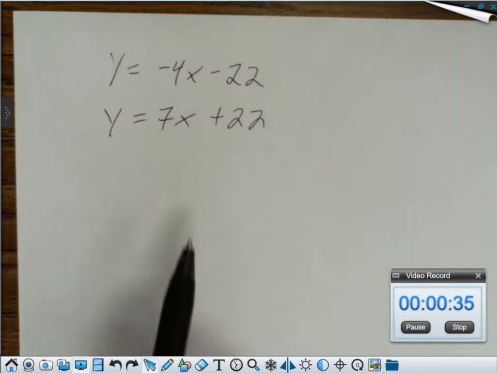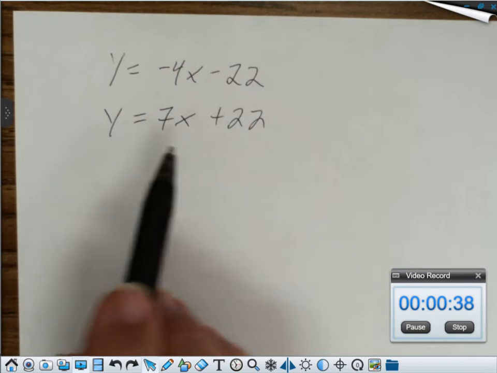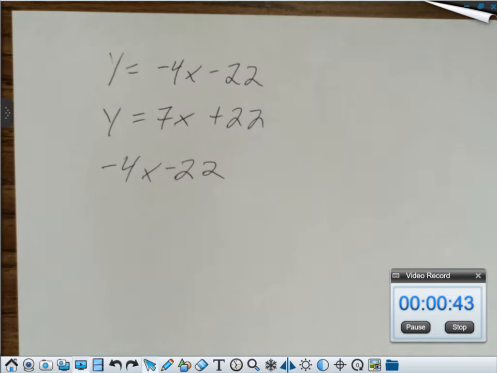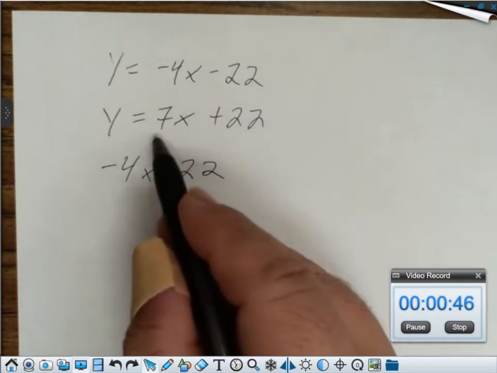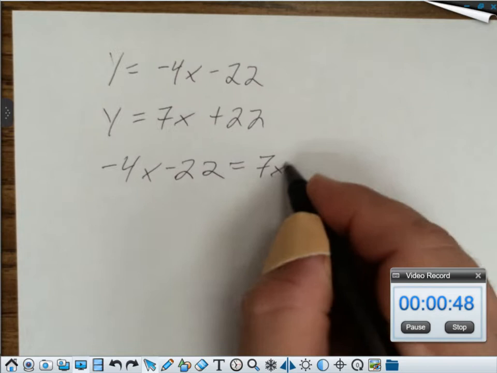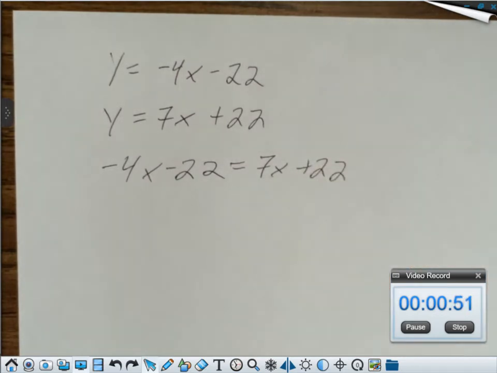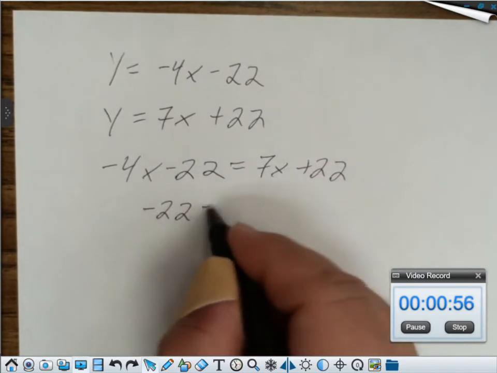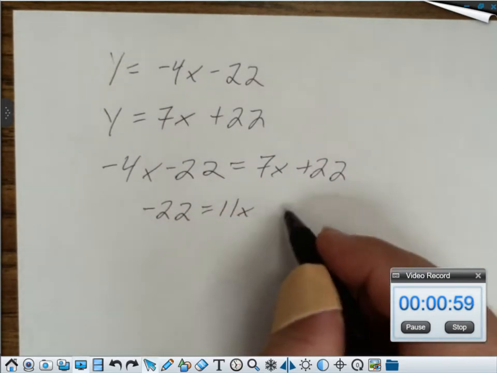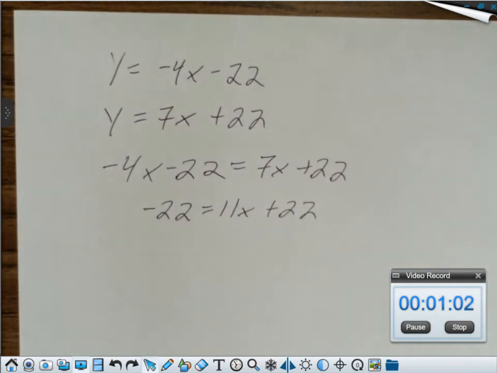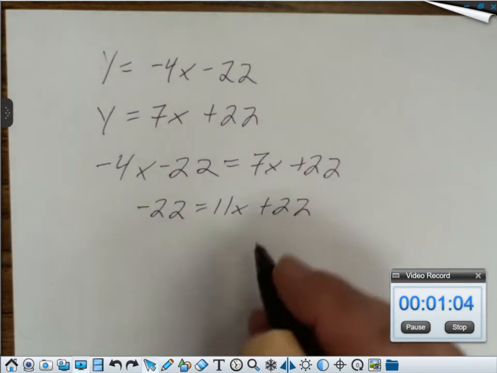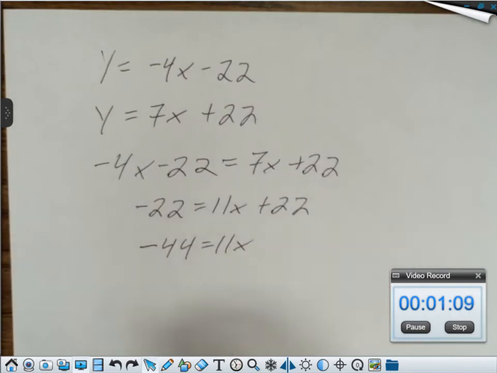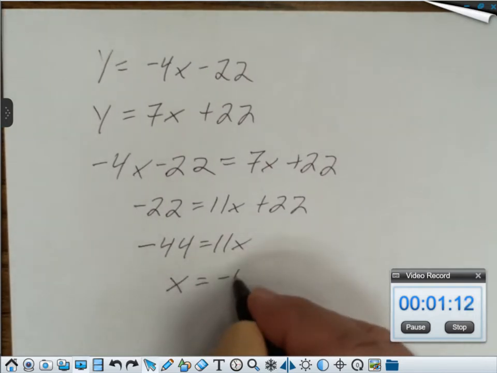And then what you do is, since these are both equal to y, you take the first part, negative 4x minus 22, and you set it equal to the second one. And then you just solve that new equation. So in this case, I'm going to get the variable to the right side, so I get negative 22 equals 11x plus 22. Now it's just a SADMEG problem. And so I subtract 22 from both sides, I get negative 44 equals 11x, and so x equals negative 4.